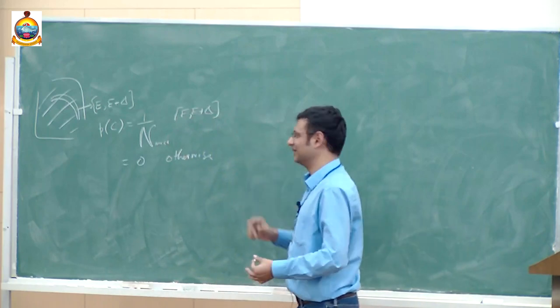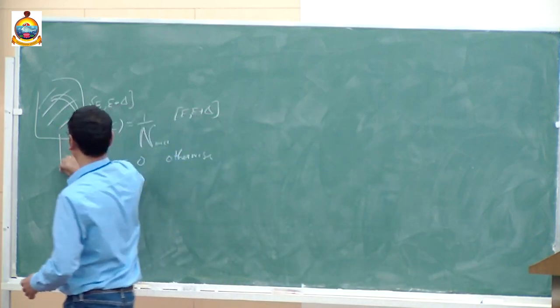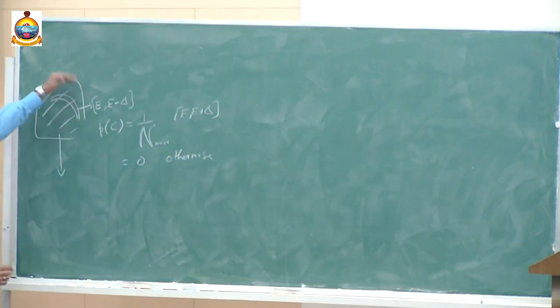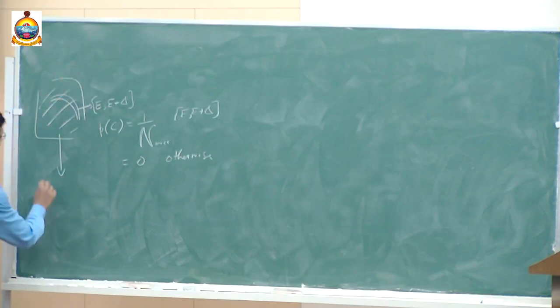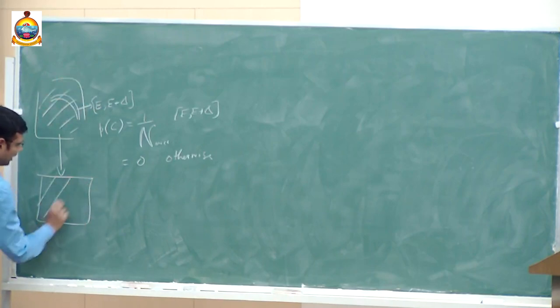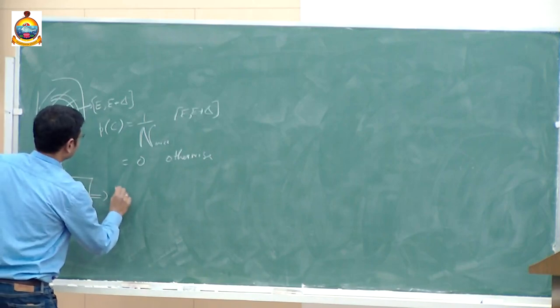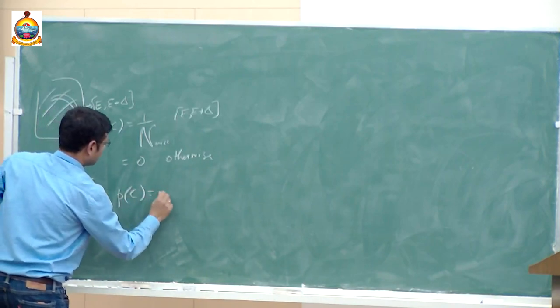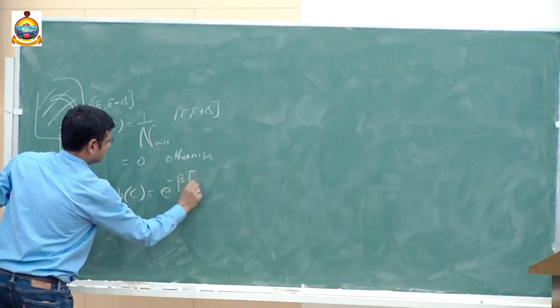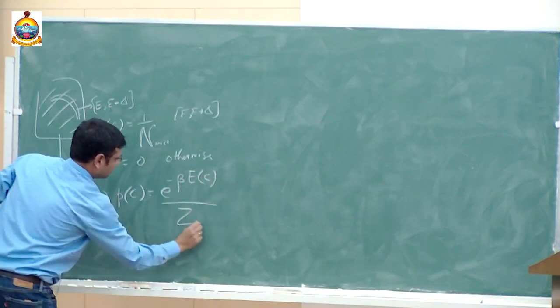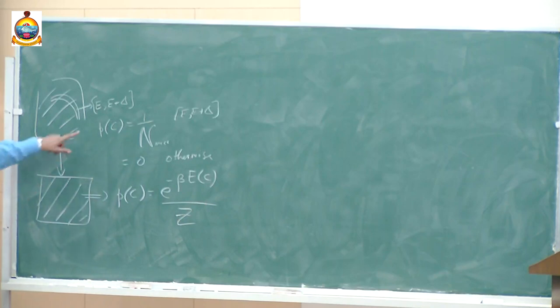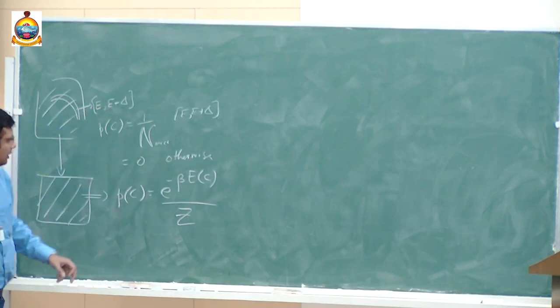Now you go to the canonical picture. In the canonical picture, what you do is you completely remove this restriction. Now you actually sum over your entire available phase space. Right? But the difference is that you do it with this probability. And how is the connection between this and this made?